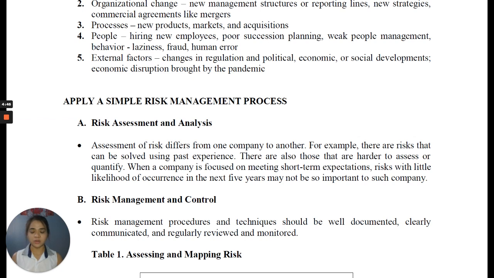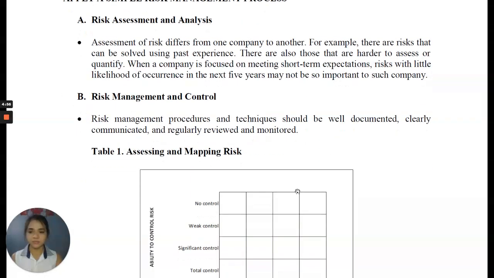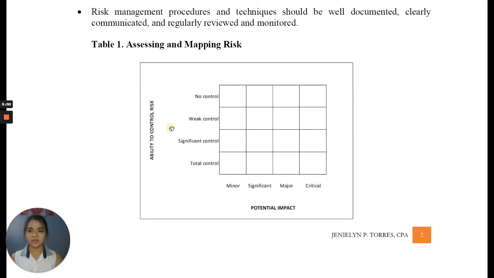Second, risk management and control. Risk management procedures and techniques should be well documented, clearly communicated, and regularly reviewed and monitored. We have here the table used in assessing and mapping risk. So here, the potential impact could be minor, significant, major, critical. The ability to control the risk: no control, weak, significant, and total control.